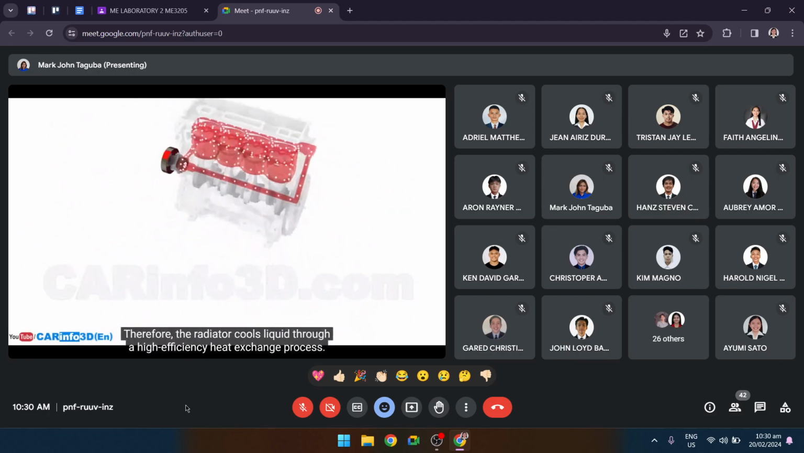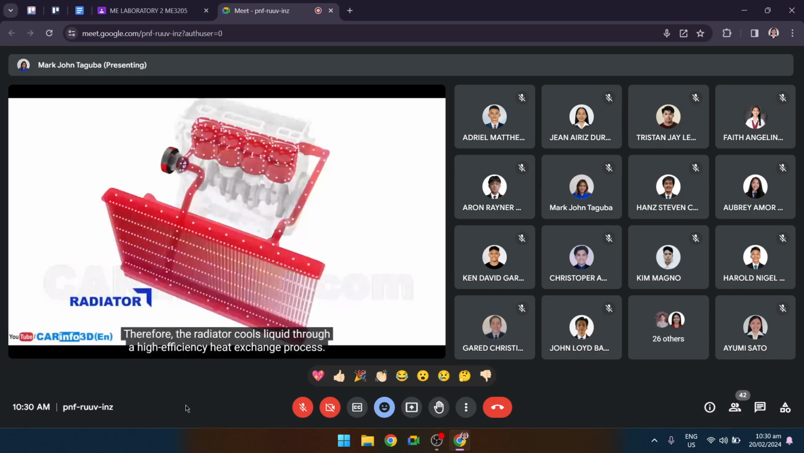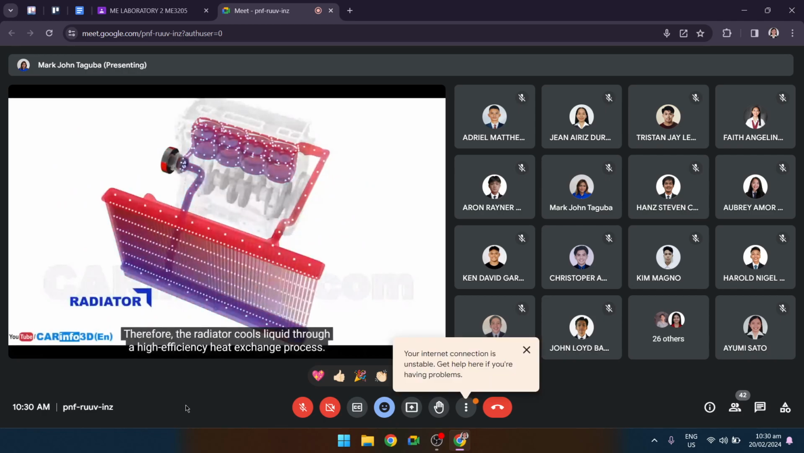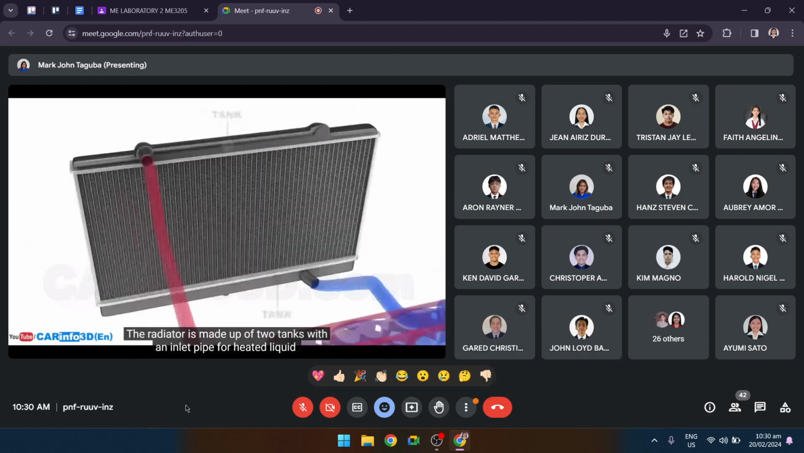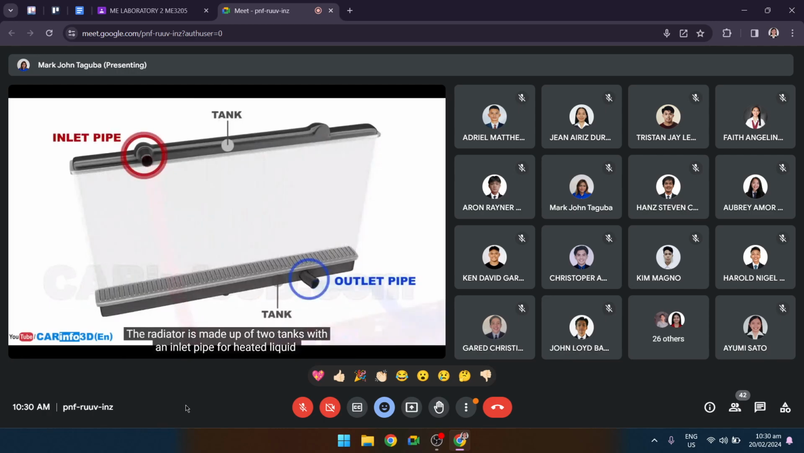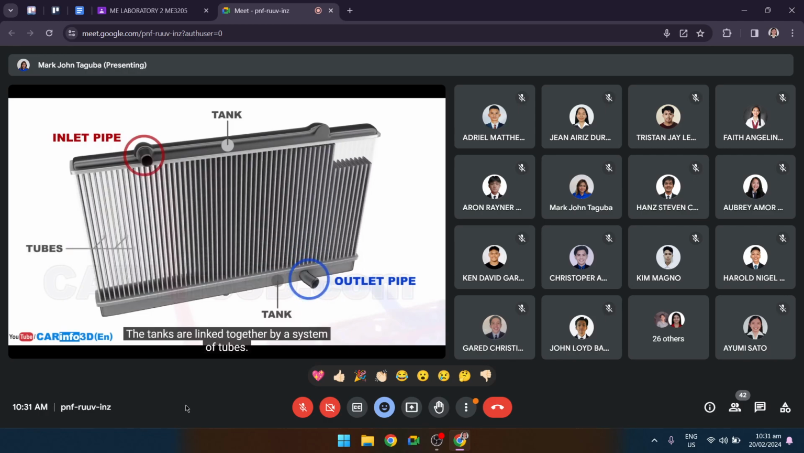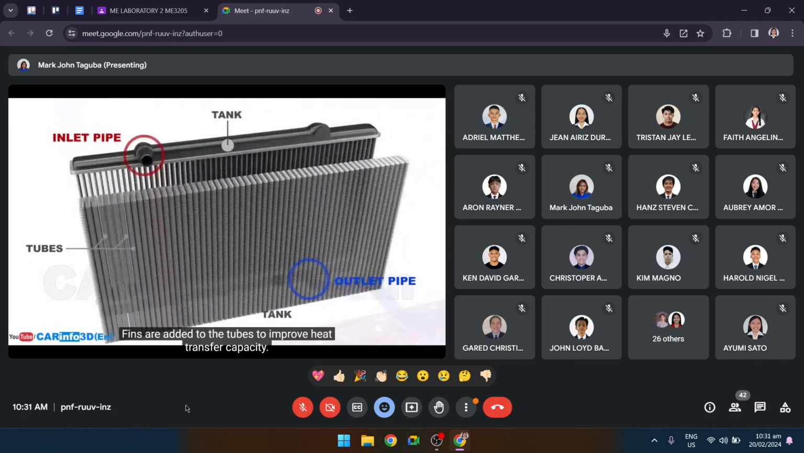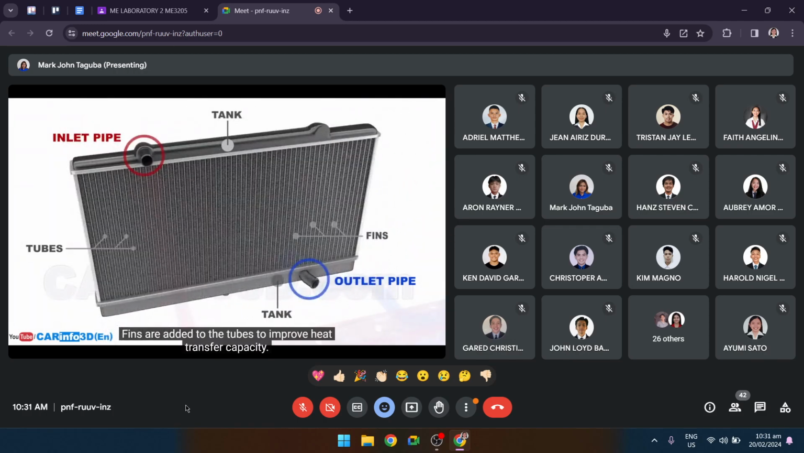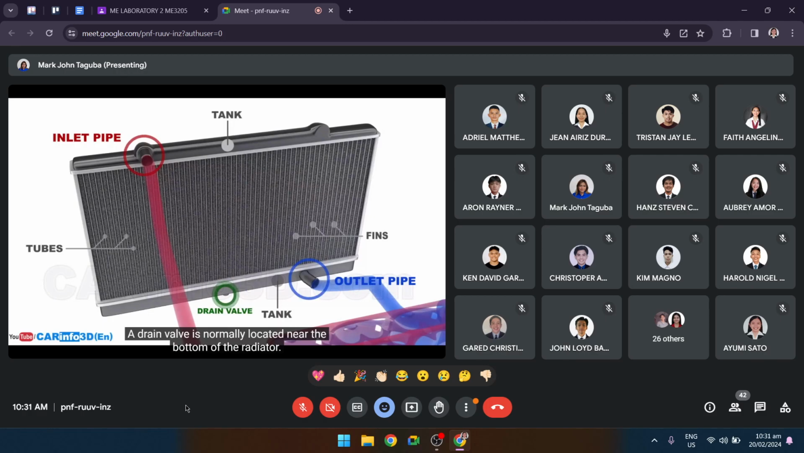Therefore, the radiator cools liquid through a high-efficiency heat exchange process. The radiator is made up of two tanks with an inlet pipe for heated liquid and an outlet pipe for cooled liquid. The tanks are linked together by a system of tubes. Fins are added to the tubes to improve heat transfer capacity. These systems are referred to collectively as the radiator core. A drain valve is normally located near the bottom of the radiator.